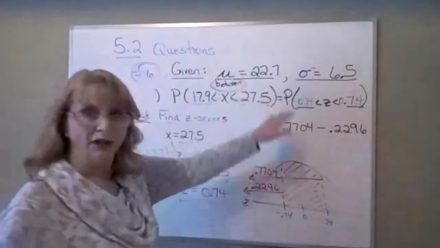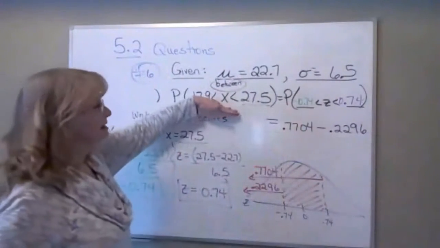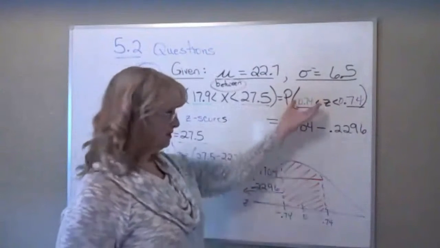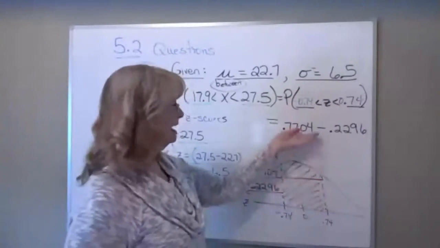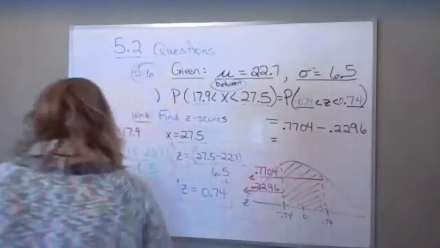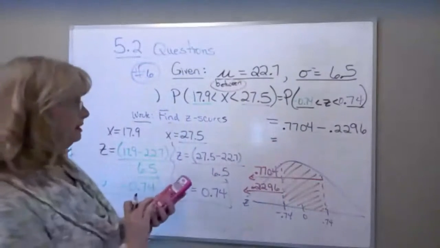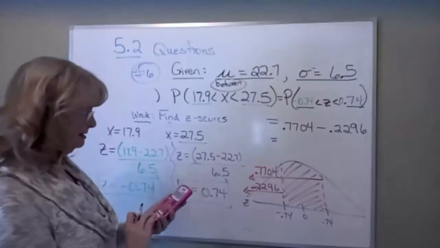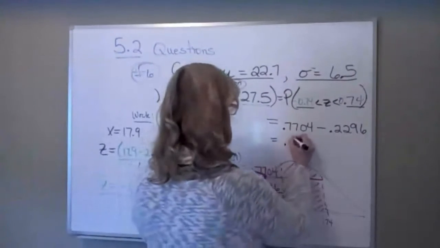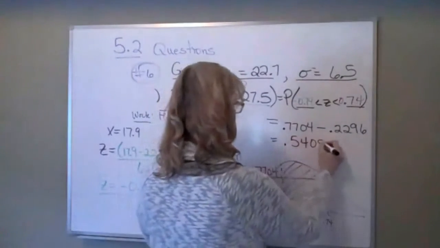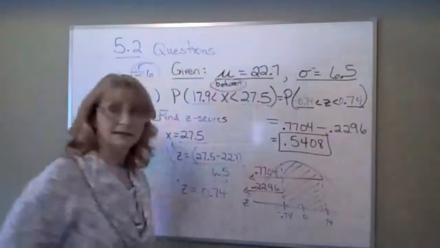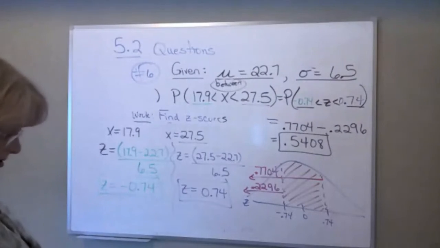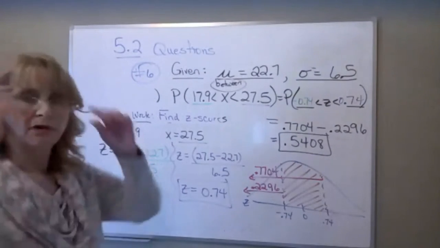Do you see how this flows now? This probability is the same as this probability. Here's my work for that probability. This is the calculation I need to do. And once I do that calculation, 0.7704 minus 0.2296, I get 0.5408. And Stephanie, this is your problem, so you would have to check that for us to see if it came out right.